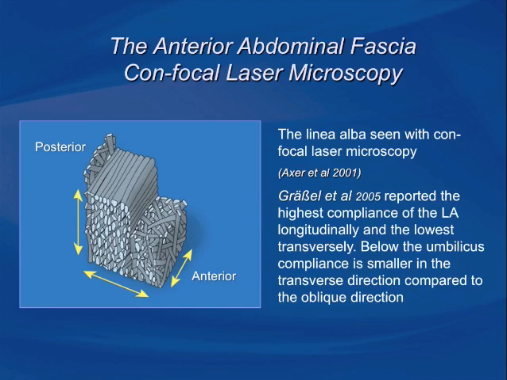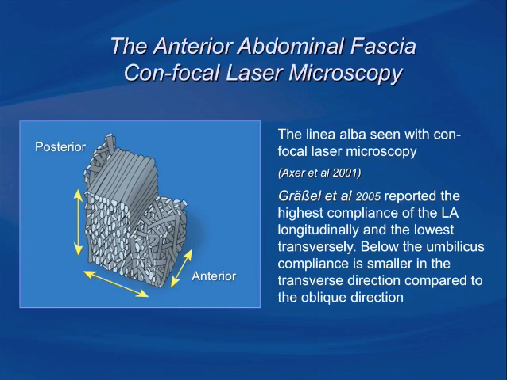Now, Grazel and his team did some compliance and stiffness studies in the linea alba, and were able to show that the linea alba is the stiffest longitudinally, and the stiffest transversely, and it has the greatest compliance, which means it's the most lax in a craniocaudal plane. So it allows the abdominal wall and the linea alba to lengthen from pubis to xiphoid, but it resists left to right strain. Below the umbilicus, the compliance is smaller in the transverse direction compared to an oblique direction, and this is in normal, healthy individuals.